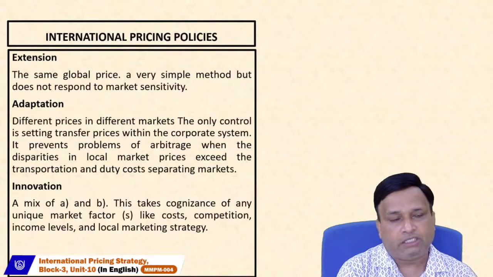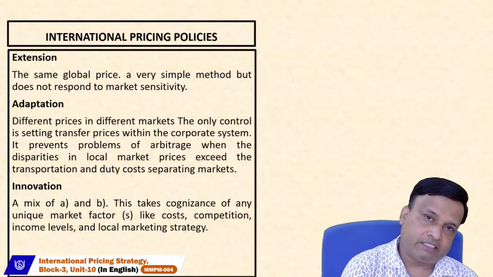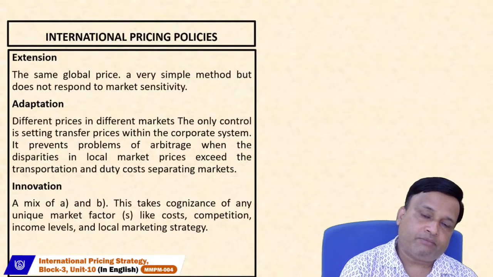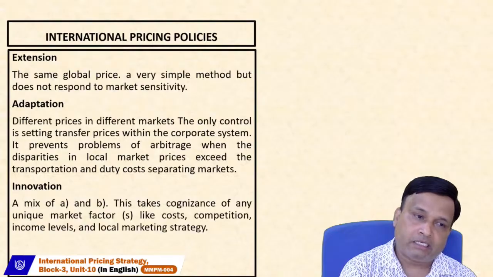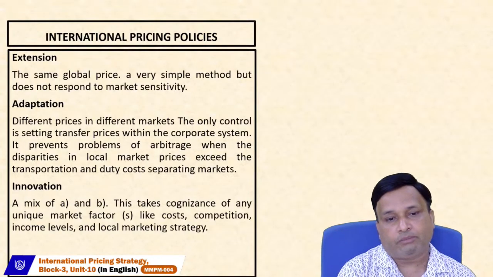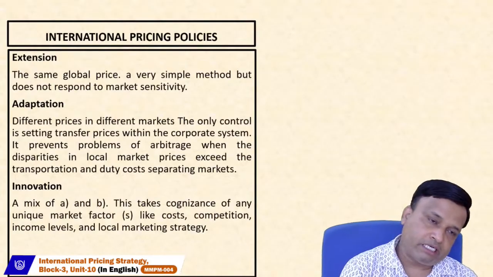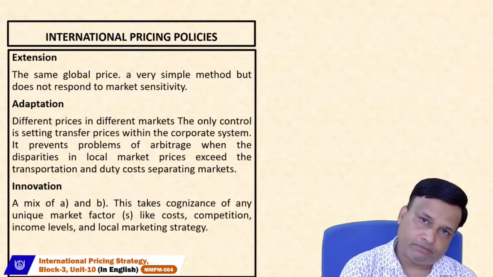But another pricing strategy is the adaptation pricing strategy: different pricing in different markets. The only country is setting transfer pricing within the corporate system. It prevents the problem of arbitrage when the disparities in local market prices exceed the transport and duty costs separating markets. So here we are going for a price mechanism which is adaptable.